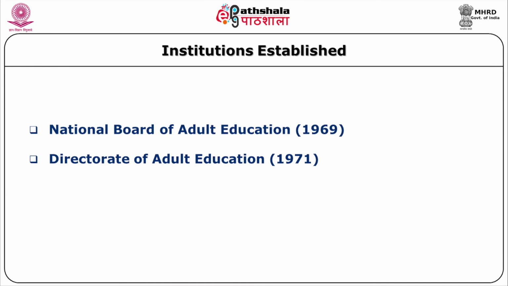Some very important institutions were established in the era of functional education. The National Board of Adult Education started in 1969. The Directorate of Adult Education was established in 1971. In consonance with the thought during that time, in consonance with the era of functional education, the Central Advisory Board of Education recommended that adult literacy be linked with a number of developmental programs that were operational at that time and that were to be started in the later years.